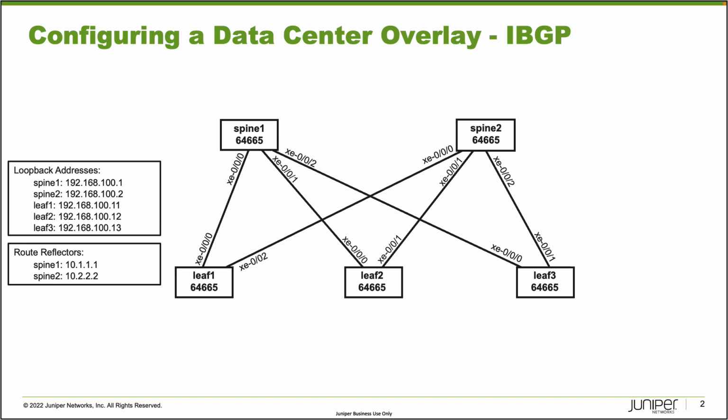We see spine 1 that uses 192.168.100.1. Spine 2 uses .2, leaf 1 uses .11, leaf 2 uses .12, and leaf 3 uses .13. And spine 1 and spine 2 will also be acting as route reflectors. And spine 1 will be using the cluster ID of 10.1.1.1, and spine 2 will be using the cluster ID of 10.2.2.2. So with that being said, let's go ahead and jump to the CLI and get this going.